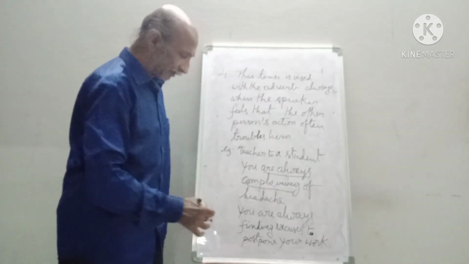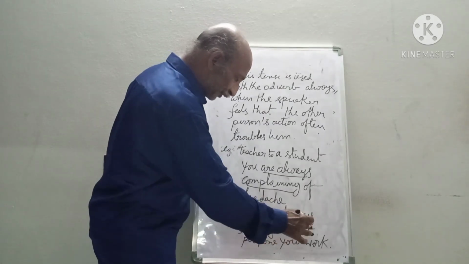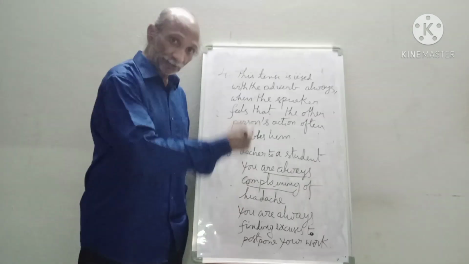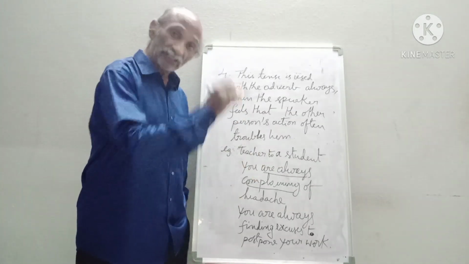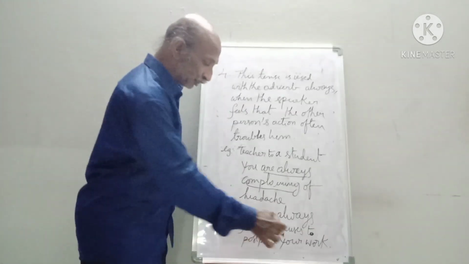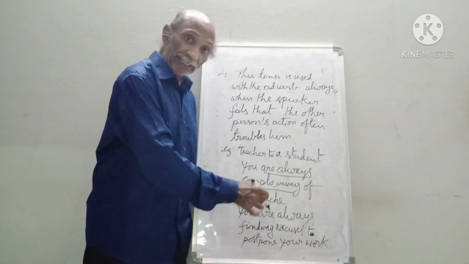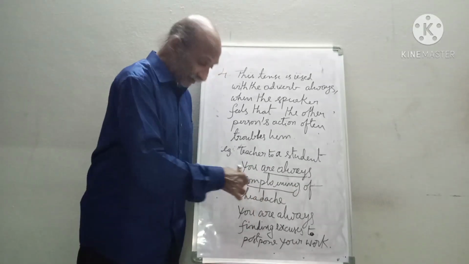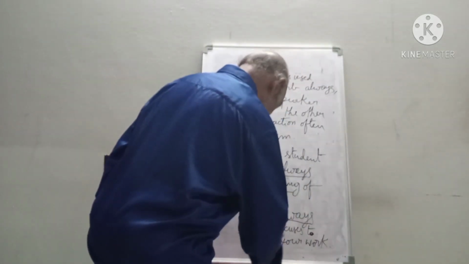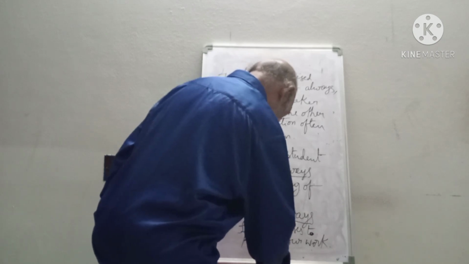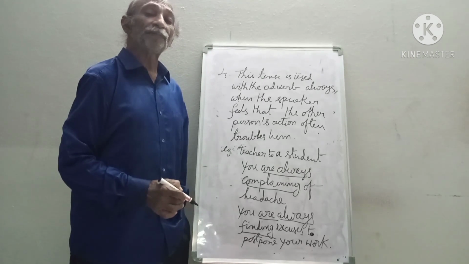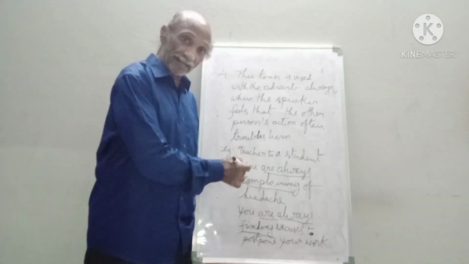Take a look at another example. You are always finding excuses to postpone your work. So here the boss is talking to his subordinate. That subordinate often finds excuses, different kinds of excuses, to postpone his work. Here, the subordinate's action troubles the boss. Here also, always is used with the present continuous tense. So that is the way present continuous tense can be used with the adverb always.